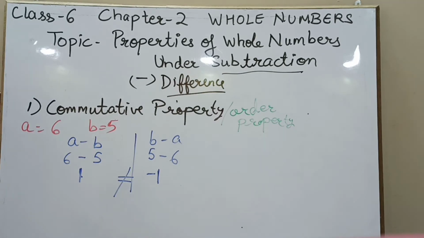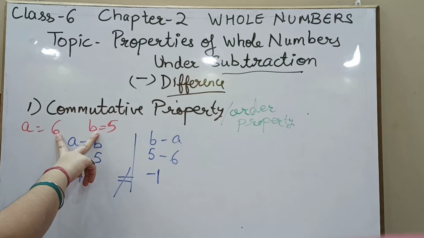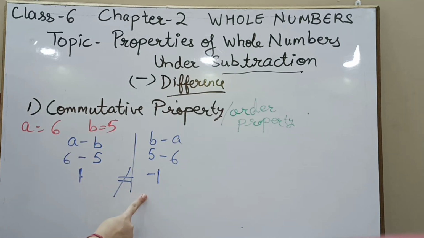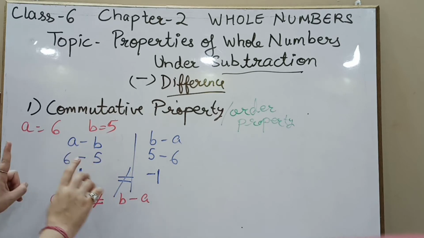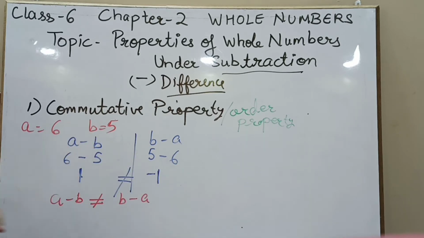So according to the commutative property, the difference of two whole numbers will not always be equal if we change the order of the numbers. So a minus b, it is not necessary that it will be equal to b minus a. Not necessary means it is not possible at all. अगर मैं 1 में से 2 निकाल रही हूँ, 2 में से 1 निकाल रही हूँ, the answer will be different. So commutative property does not hold true under the operation of subtraction. So our second property is also false under the operation of subtraction.